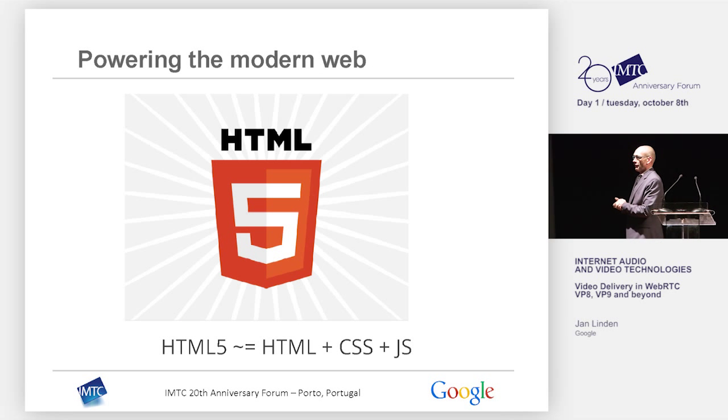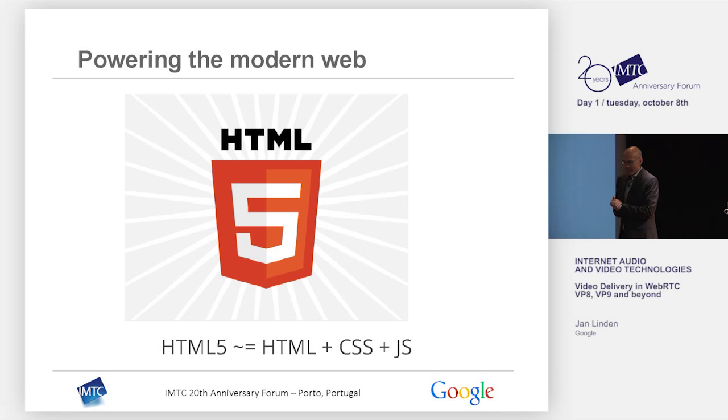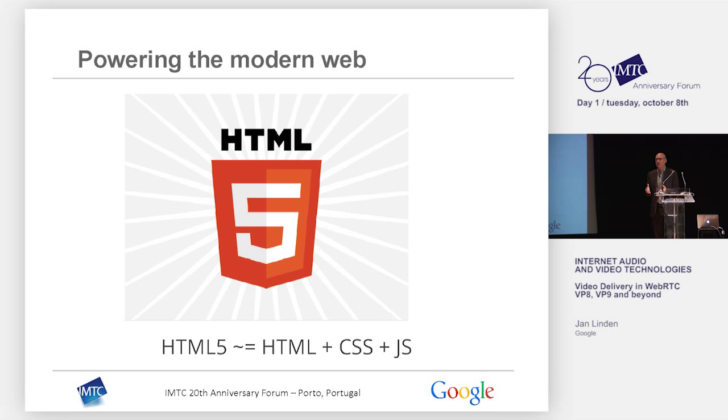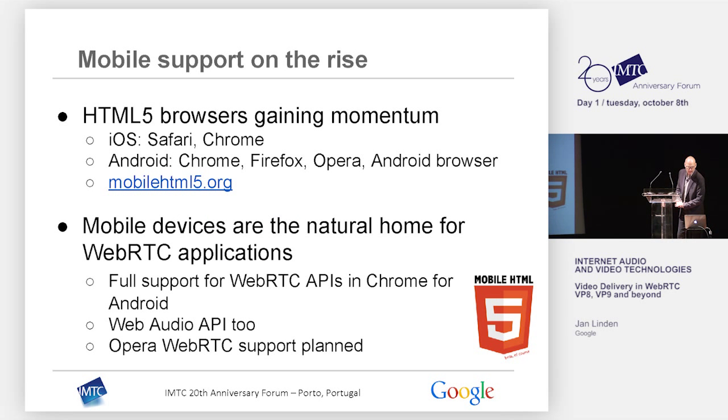So what is HTML5? My preferred little simple equation is this. HTML5 is basically regular old HTML3 or 4 or whatever you want to call it, plus CSS to make nice formatting, very easy and powerful, and then JavaScript. And with JavaScript, we can do anything. So there we have a programming language that makes it possible to do things evolving, but also a platform to get into what the browser can build into it.